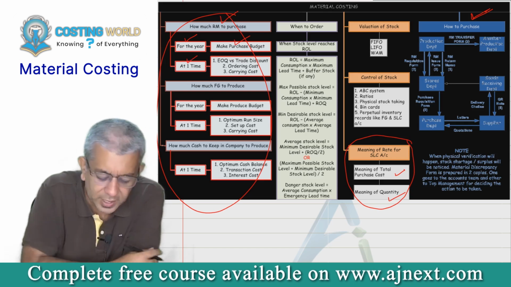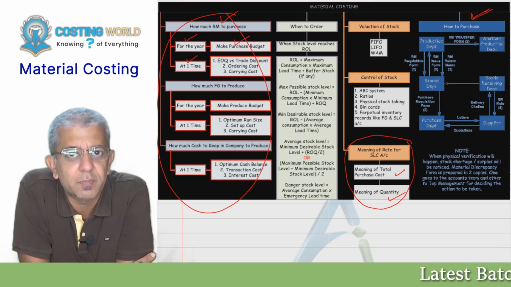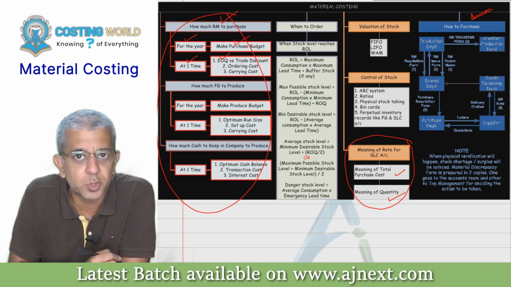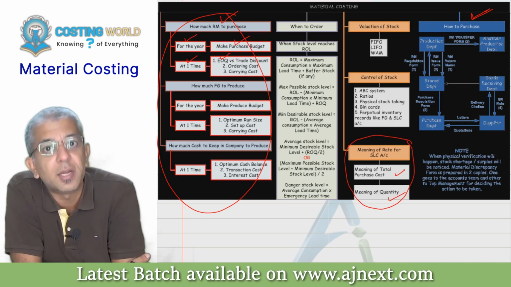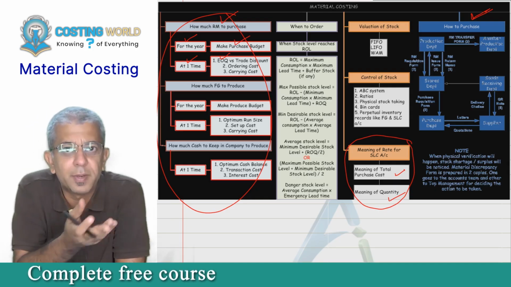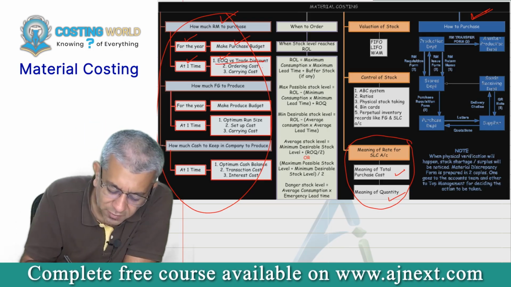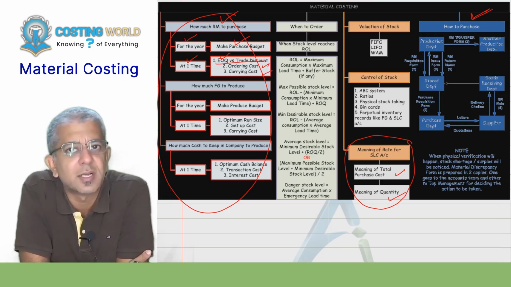If you want to be finding out how much should be purchased at one time, then I taught you the theory of EOQ. EOQ is usually the best option, but then somebody might give you a higher discount and then that discount option might become the best option. So therefore I've written over here EOQ versus rate discount. Apart from that, you need to consider your ordering cost as well as your carrying cost.